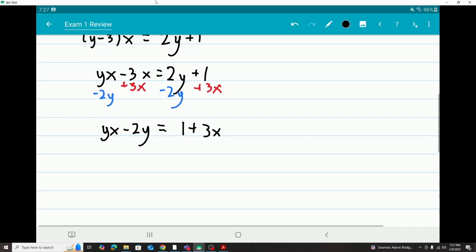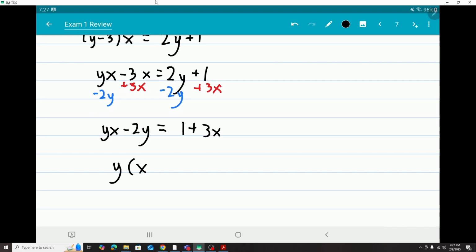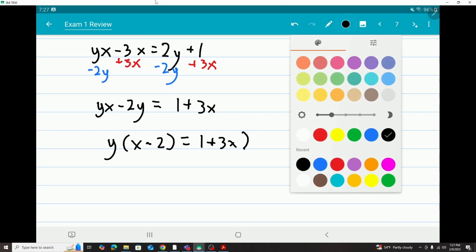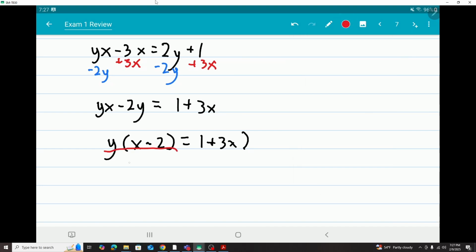And so now we're really close. We can factor out a y on the left. We factor a y out of the first term, we get x. Out of the second, we get minus 2. And now the beauty happens. I divide both sides by x minus 2. I didn't need a parenthesis there.